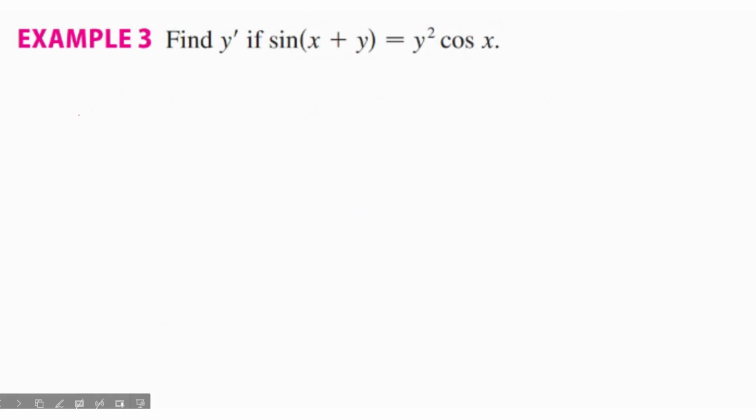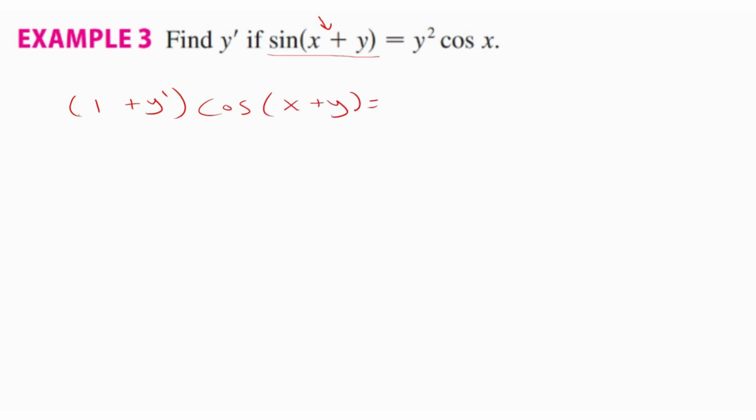Let's have a look at this example. We have to find y prime given this function. So starting from this side, if we want to differentiate, we have to use the chain rule method as we have done earlier in this chapter. So we should find the derivative of the angle first. So here it will be 1 plus y prime, because we're differentiating with respect to x, multiplied by cosine of the same x plus y.